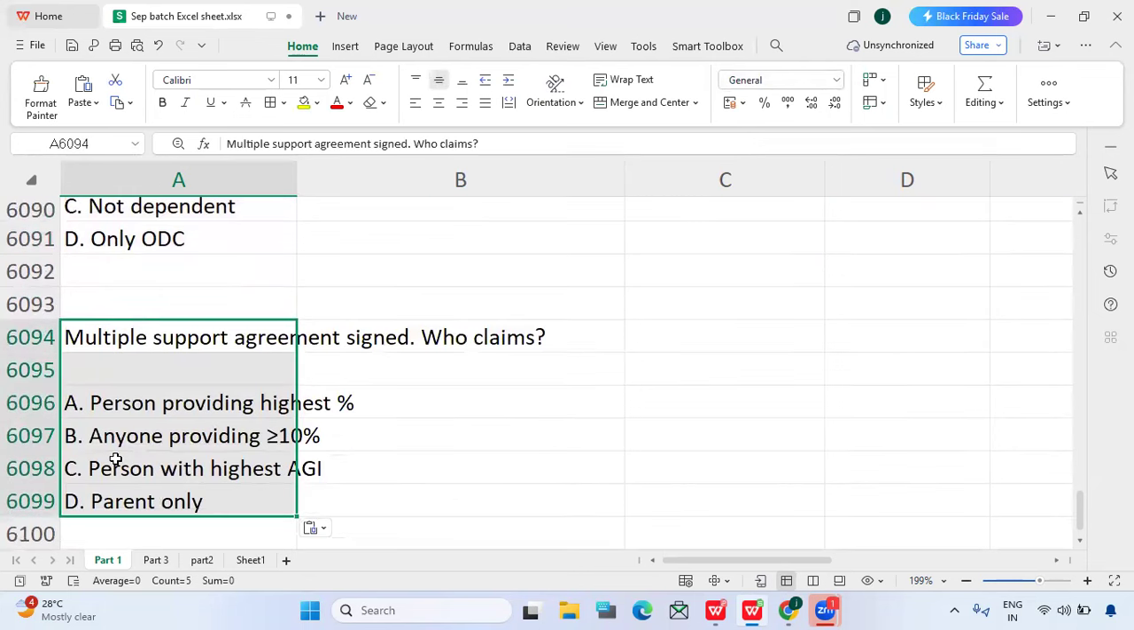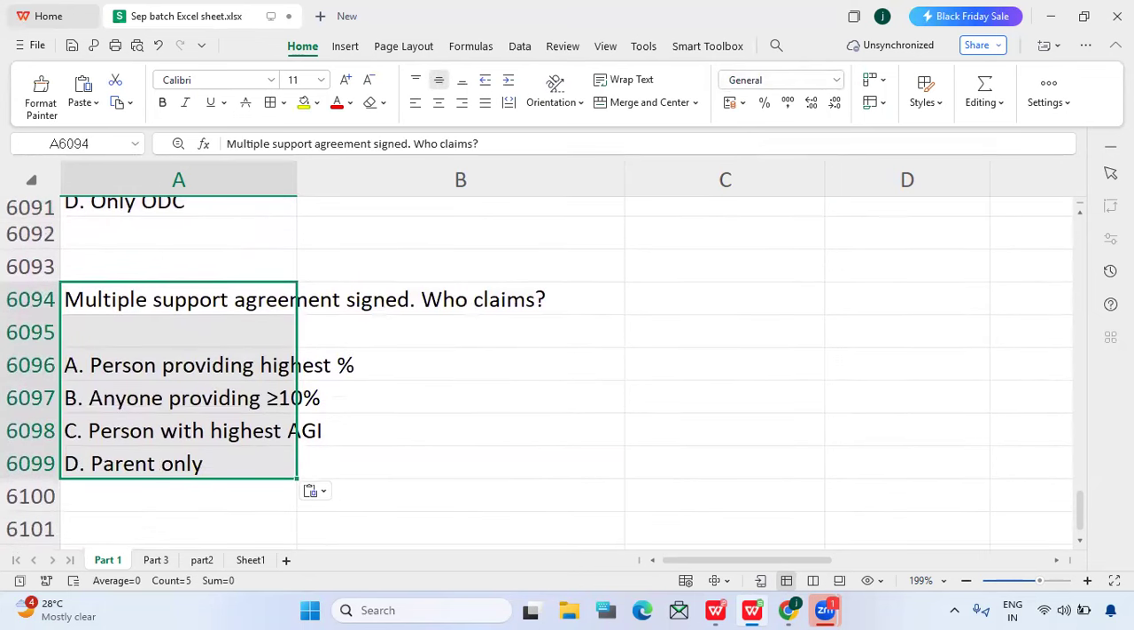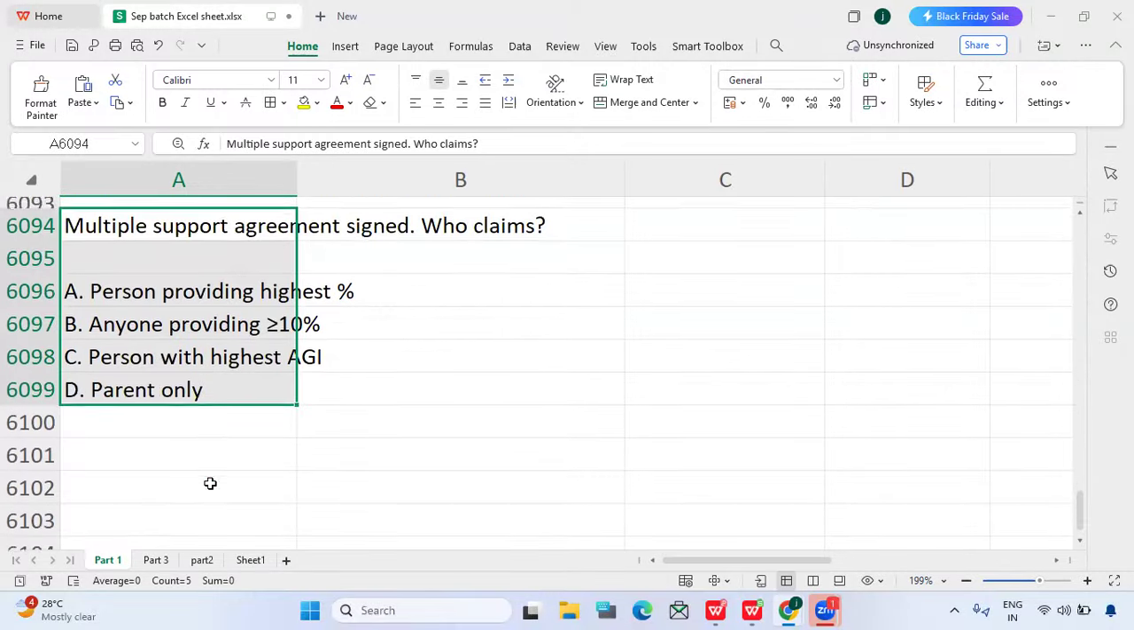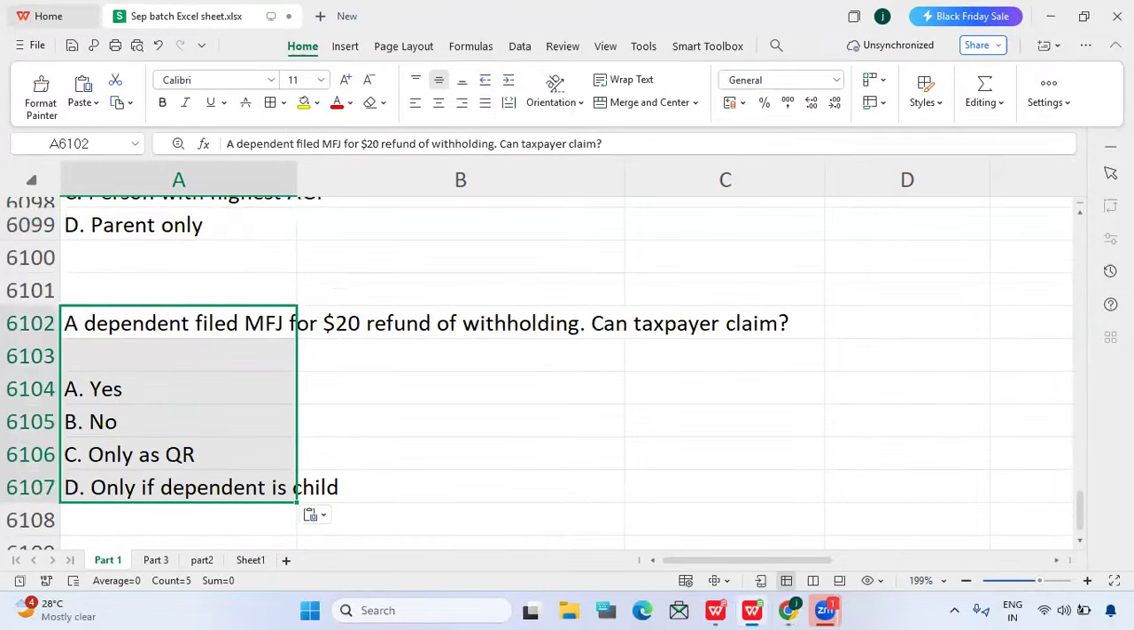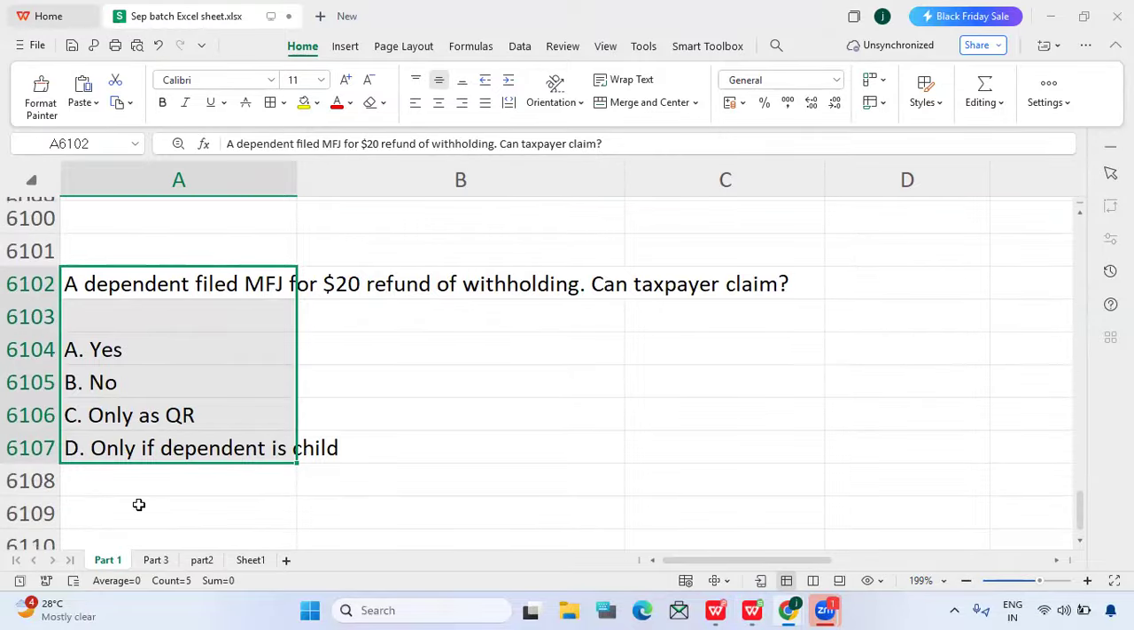So he is no more a dependent, right? Option C. Multiple support agreements signed, who can claim? This we have seen. Option B, anyone providing more than 10%. B, correct. Dependent filed MFJ only to claim a refund. What is the answer? Yes, he can claim.